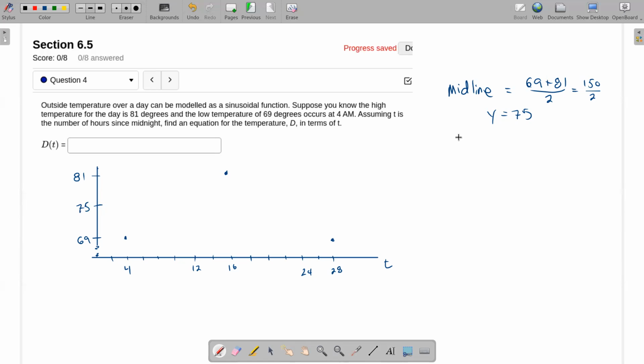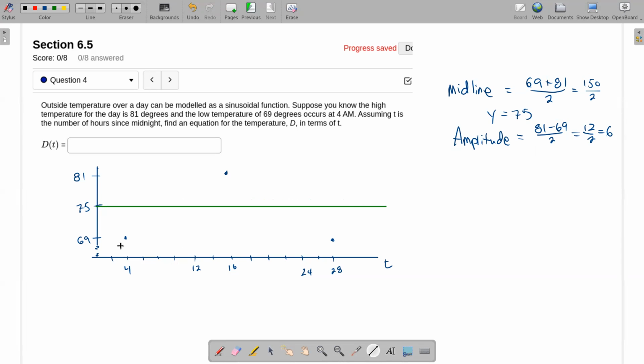And that also helps me find my amplitude. Might as well do that now. Amplitude would be the difference divided by 2. So 81 minus 69 over 2, which is 12 over 2, or 6. That seems reasonable. So the distance from here to here is 6. So let's draw in that midline. Let's use, say, green. So there's my midline roughly.